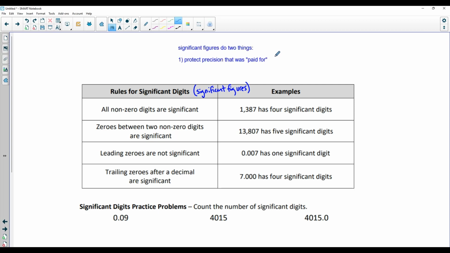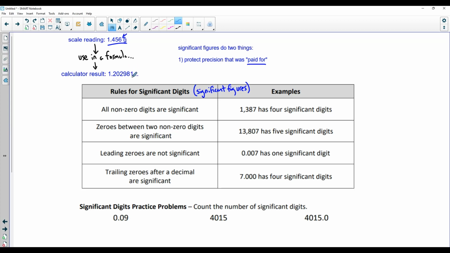First, they protect precision that was paid for. Like, for example, in lab this year, you're going to use a scale that can read grams to the thousandths place, like 1.456 grams. That scale costs hundreds of dollars. I mean, it's not like $1,000, but it's not a cheap $20 scale either. Now, imagine that you use this number in a formula, and the calculator gave you a result that's correct math of all of these digits.